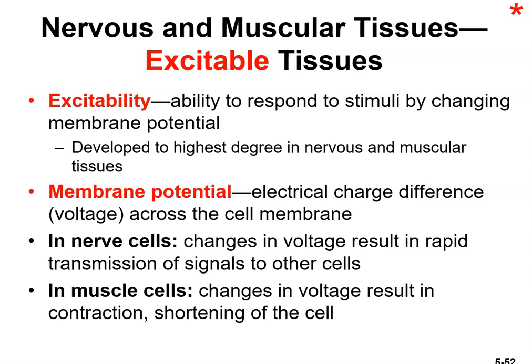So when these types of tissues are being excited, being stimulated, cells in those tissues will change their voltage difference across the cell membrane. That voltage change will send an electrical signal. That electrical signal will make the cells start to be excited. The electrical signals in the nerve cells will be transmitted to other neurons. The electrical signal produced in the muscle cell will make the muscle contract.